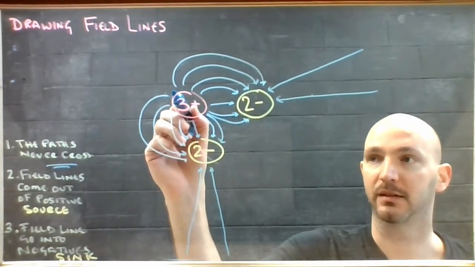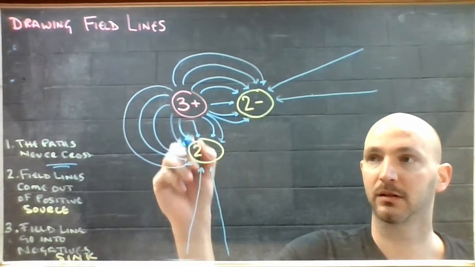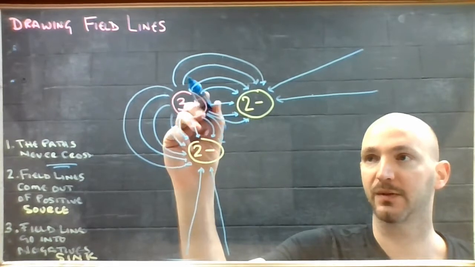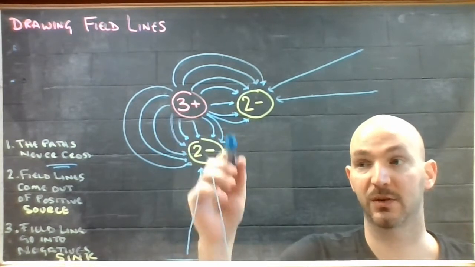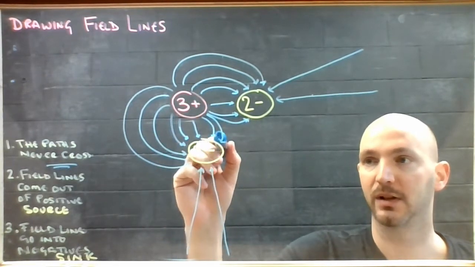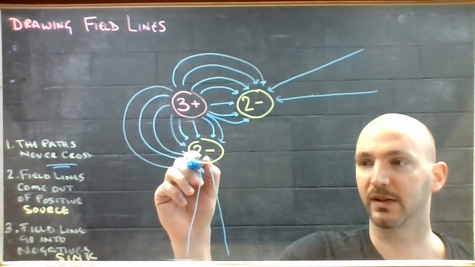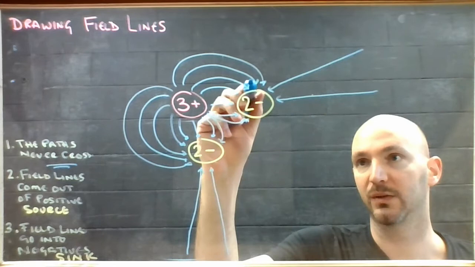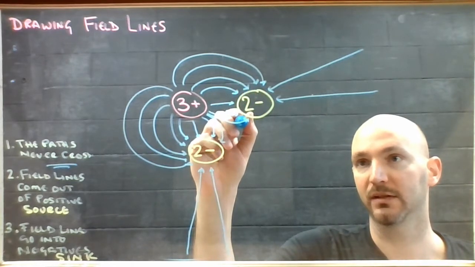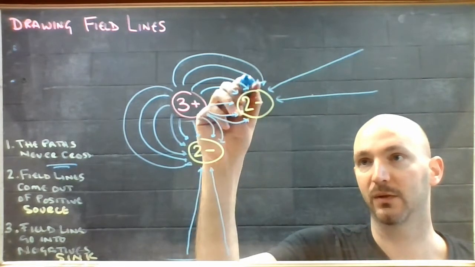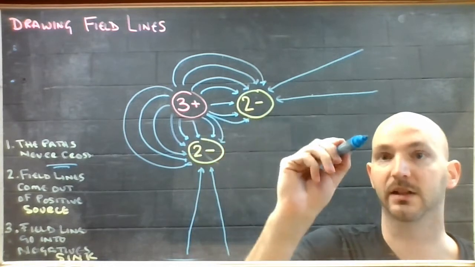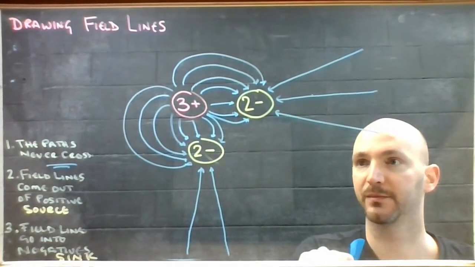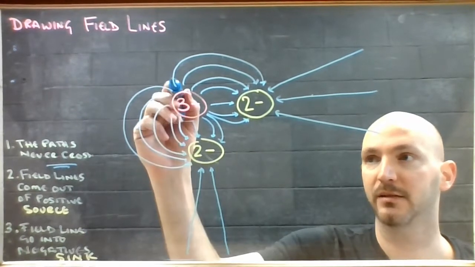So I'm going to add 3 more charge lines here. So that's 1, 2, 3, 4, 5, 6, 7, 8, 9, 10, 11, 12, 13, 14, 15. That's 5 per charge. So I should have 10 around this one. 1, 2, 3, 4, 5, 6, 7, 8, 9, 10. Good. And 1, 2, 3, 4, 5, 6, 7, 8, 9. I need another one here. 10. There we go.